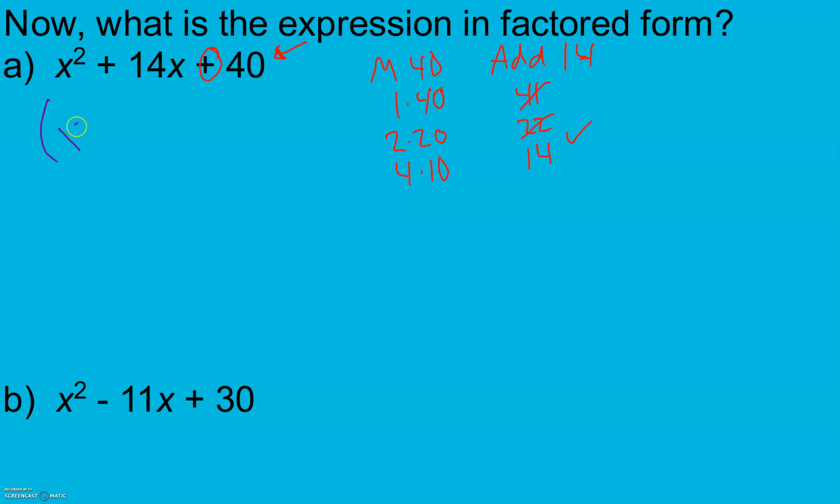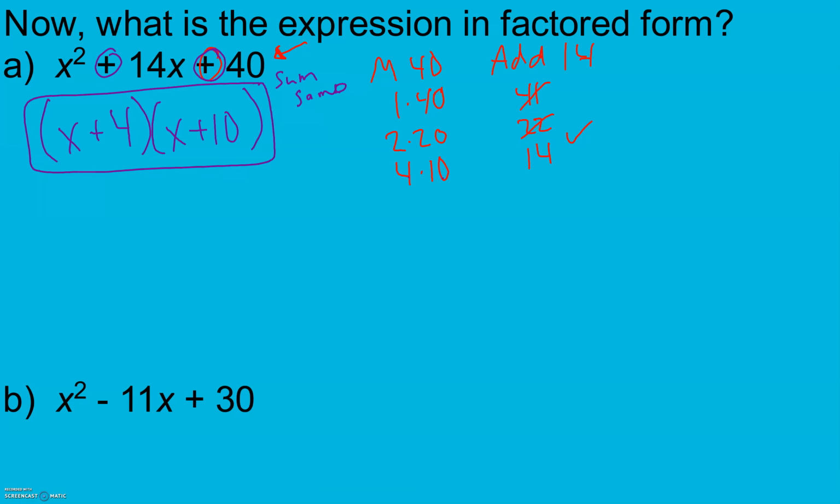So to multiply to x squared is x and x. We know our numbers are going to be 4 and 10. We got to check our signs here. Because we found the sum, my signs are going to be the same. Here they're both going to be positive. So there's my factored form. If we FOIL it back, we get what we need to there. So that quick check by FOILing works.